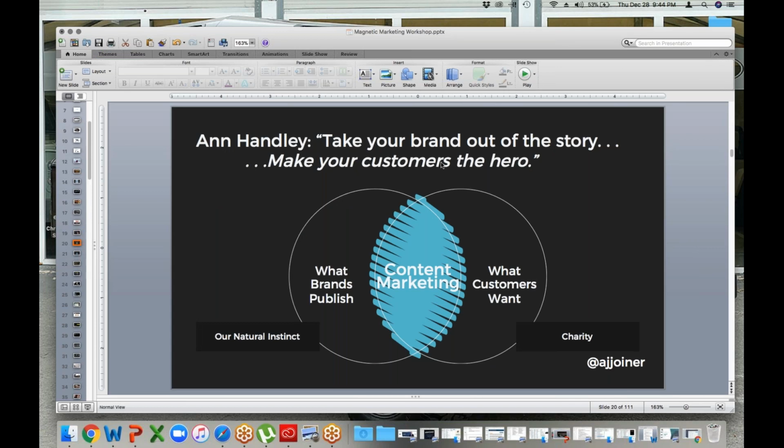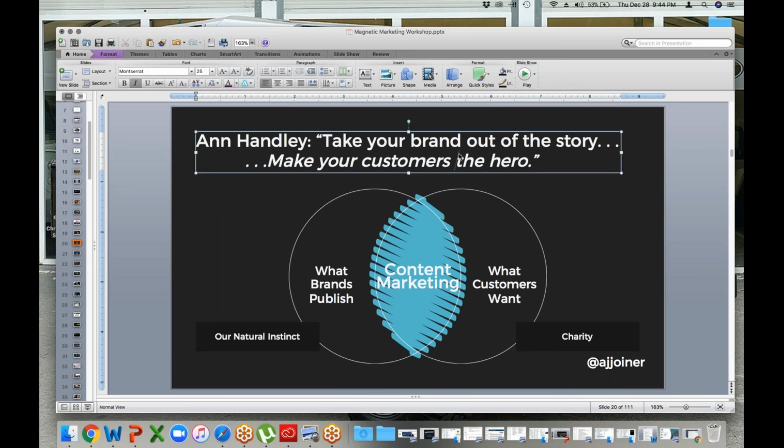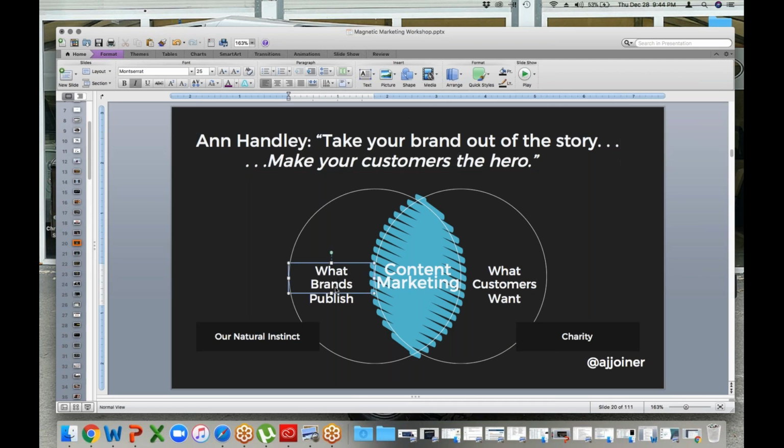So, make your customer feel like they're the hero, okay? This is kind of like the perfect place. So, what do brands publish? Their natural instinct is to publish stuff about themselves, okay? Now, what do customers want? Customers want what they want, right? They want whatever they want for the best price that they can get it. And then content marketing falls in between.